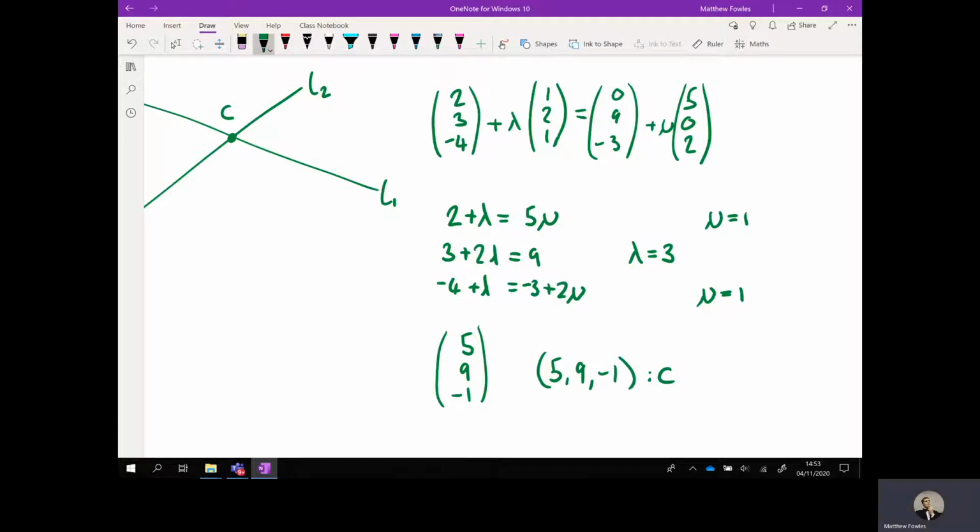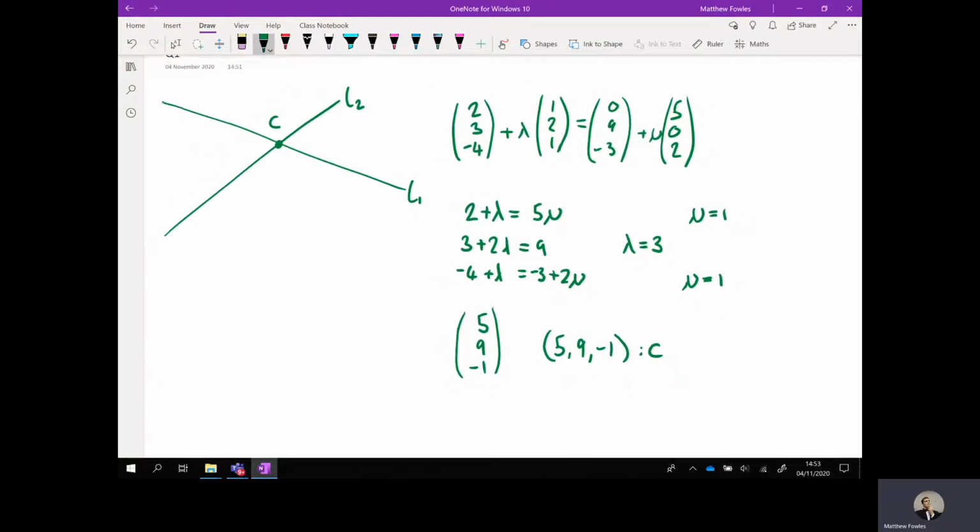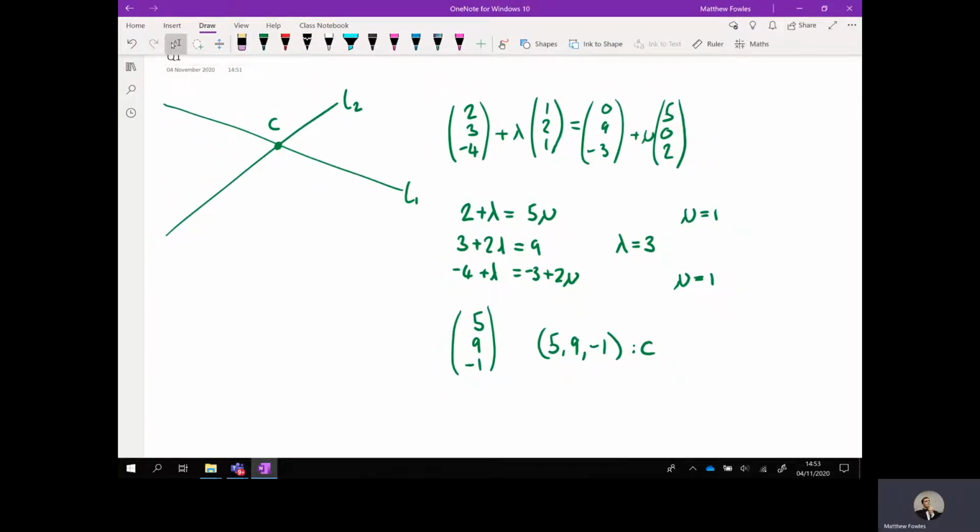In part 2, we then have to work out the size of angle ACB, where C, the intersection point previously discovered, is where we have placed it on our diagram. A is a point on L1 where lambda is equal to 0, and B is a point on L2 where mu is equal to -1. The angle between A through C to B is given through the dot product of the two direction vectors of line 1 and line 2.